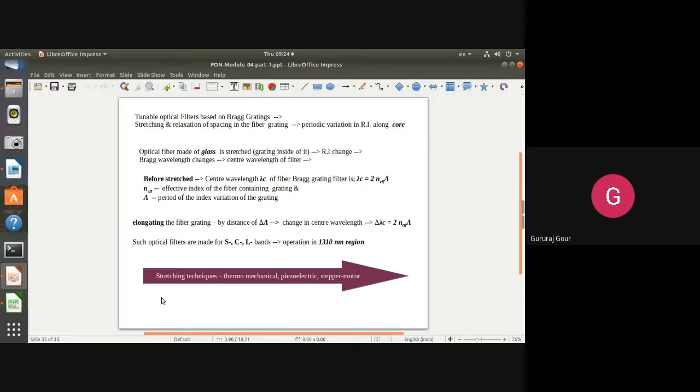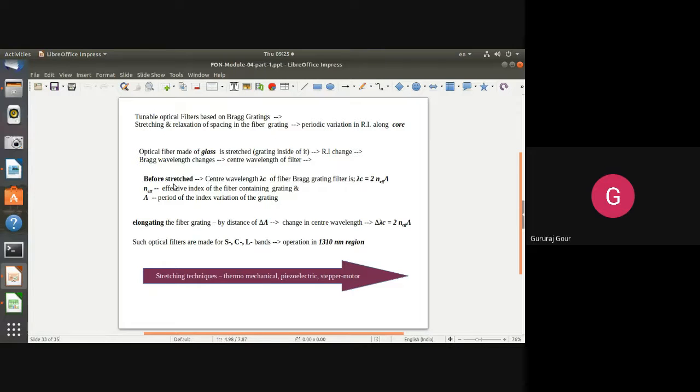So tunable optical filters based on the Bragg gratings result from the stretching and relaxation of the spacing in the fiber grating. That is going to result in the periodic variation of the refractive index along the core. So the optical fiber, which is made up of glass, is stretched with the grating inside of it, resulting in a change in the refractive index, and that results in the Bragg wavelength change. So those wavelengths will be selected for this tunable filter.